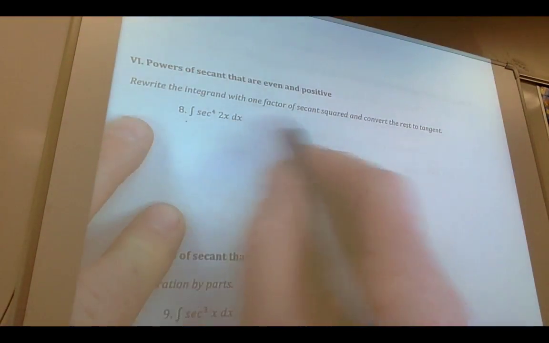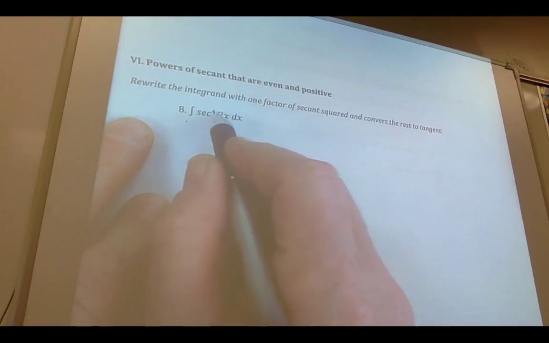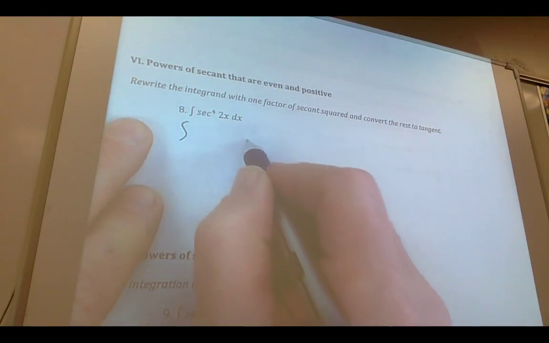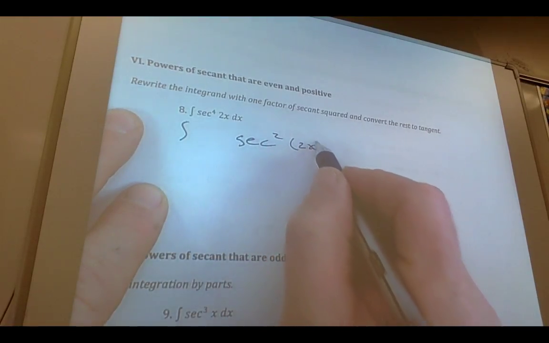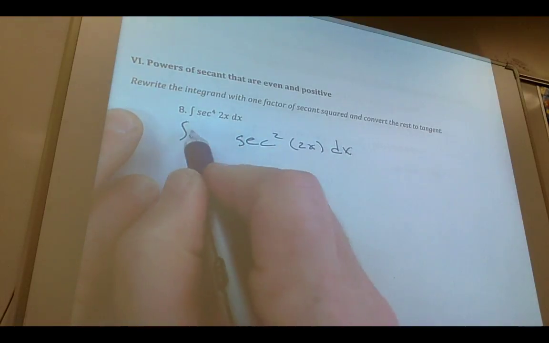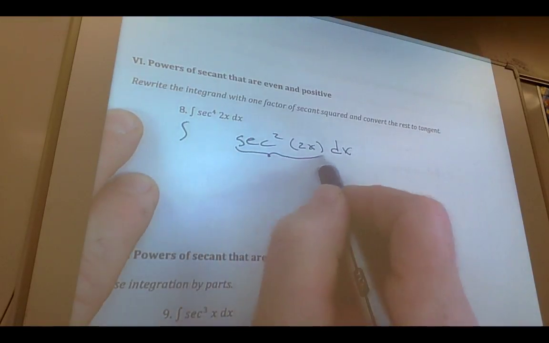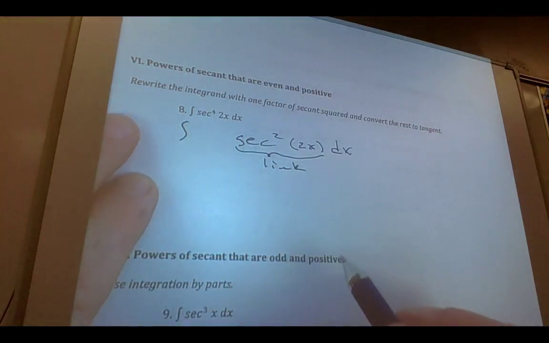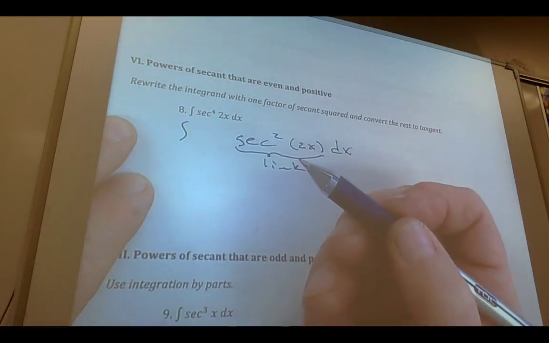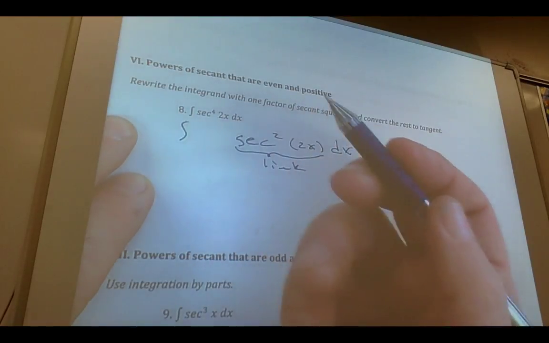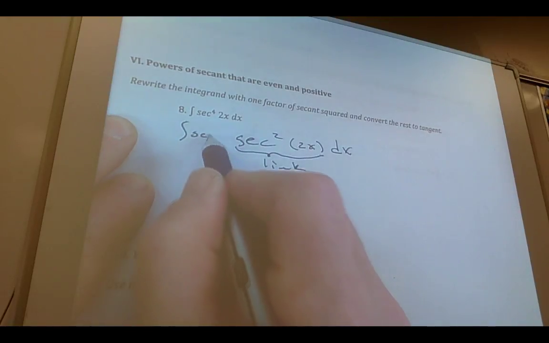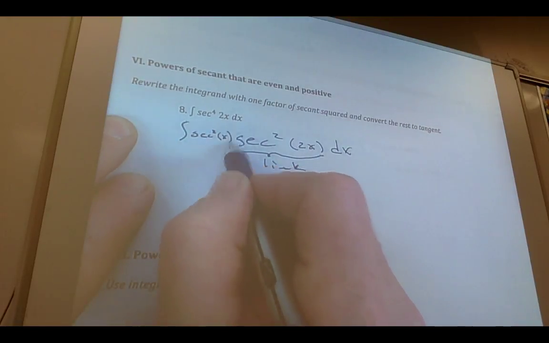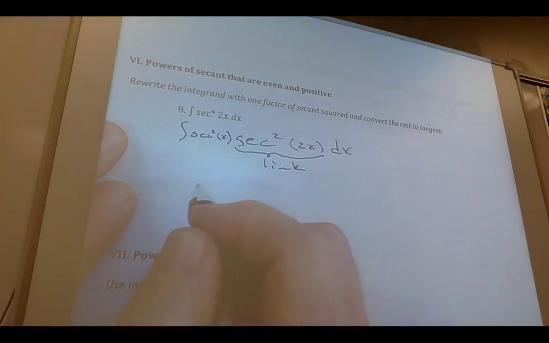So if you notice, we have an even secant power. So what I'm going to do is take a secant squared out. And this part here is going to be our link, because that's going to be part of the chain rule. And it's a link to tangent. And so I'm going to rewrite this as secant squared 2x. And then I want to convert the rest of this to tangent.